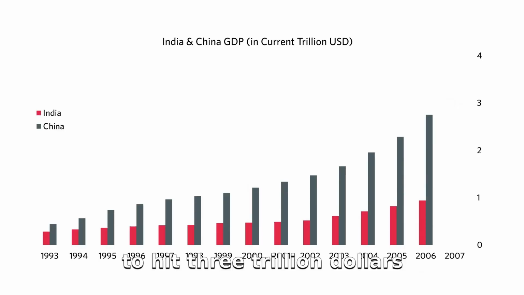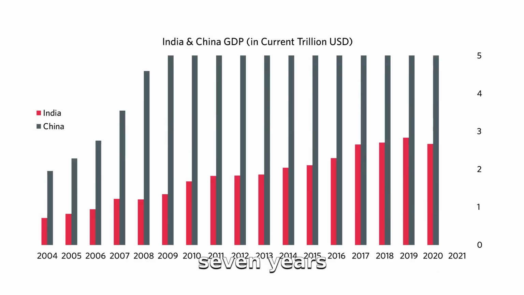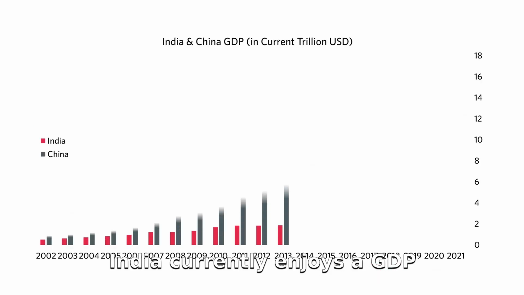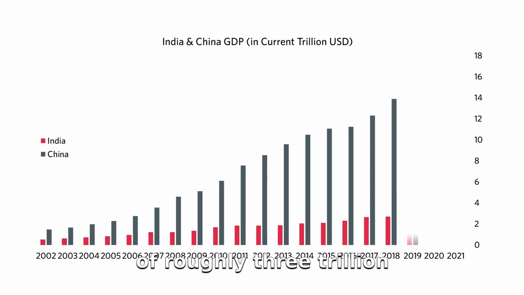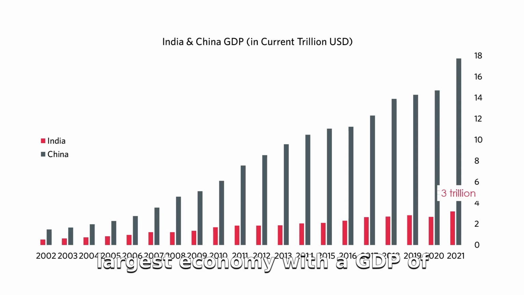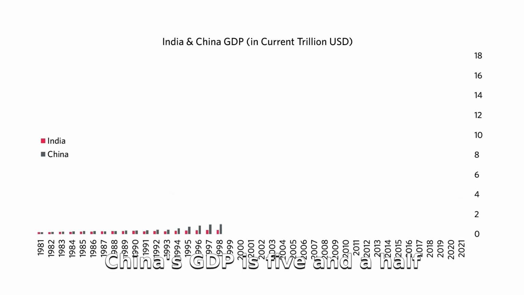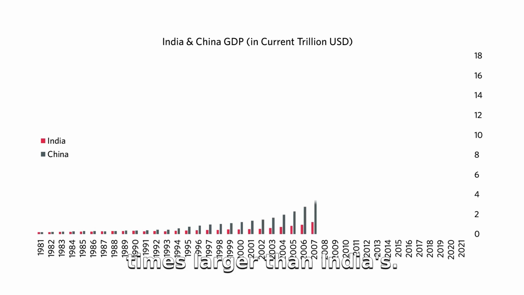To hit $3 trillion in GDP, China took just another 2 years, while it took India another 7 years. India currently enjoys a GDP of roughly $3 trillion in 2021. But China has grown much faster. After it hit $3 trillion in 2007, the nation reached a new trillion mark every year since then, enjoying the world's second largest economy with a GDP of $17.7 trillion in 2021. Today, China's GDP is 5.5 times larger than India's.